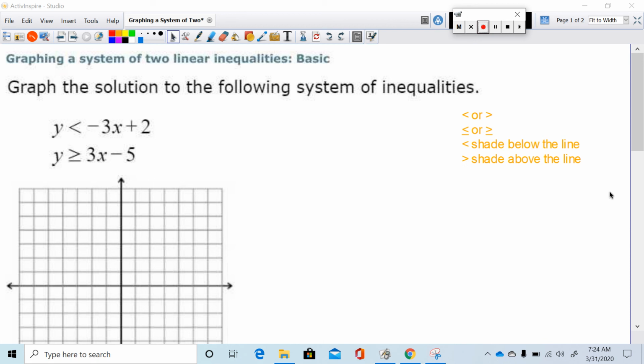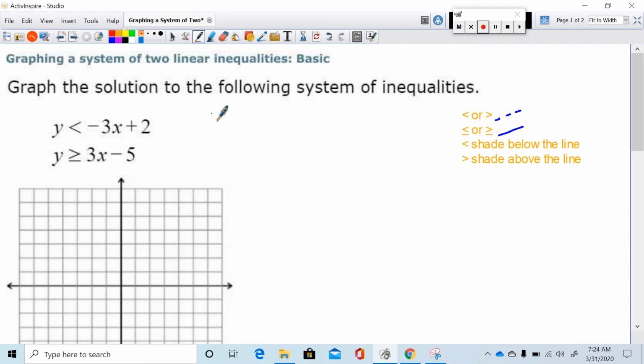Okay, to graph a system of two linear inequalities, these are the basic ones. First of all, general graphing inequalities. If the inequality is not underlined, you are going to graph with a dotted line. If it is underlined, you are going to graph with a solid line. If it's less than, you shade below the line. If it's greater than, you shade above the line.